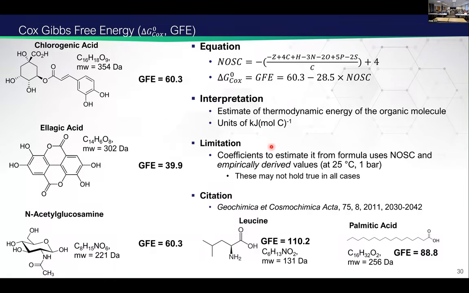What this allows you to do is just put units to these numbers. So again, if the NOSC value is the same, the Gibbs free energies are going to be the same. So it's essentially rescaling this by some factor, where you can see that leucine has got the highest Gibbs energy and the ellagic acid has got the lowest Gibbs energy. One other thing to note is these coefficients are derived at 25 degrees Celsius at 1 bar, so maybe this doesn't hold true in other conditions. Just keep that caveat in mind.